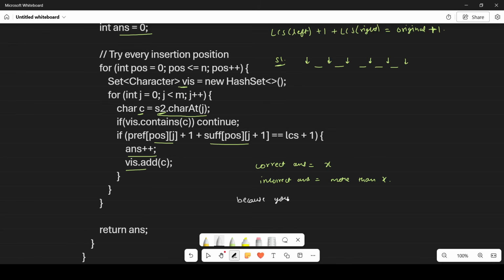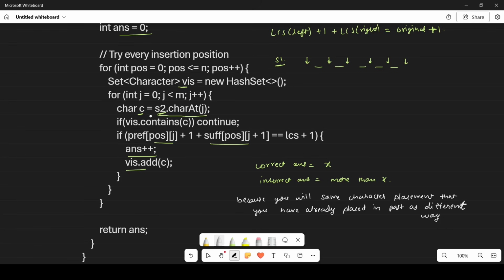that you have already placed in the past as a different way. So that's why you will increment your answer, and finally your answer is more than the correct answer.